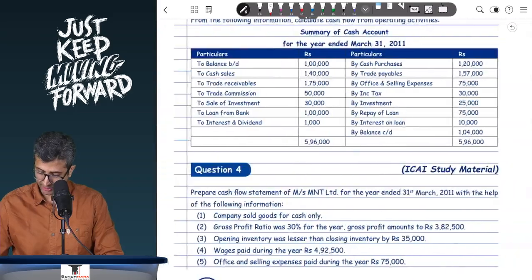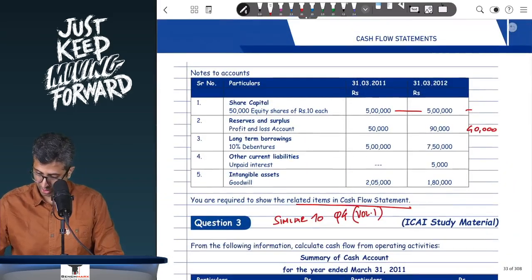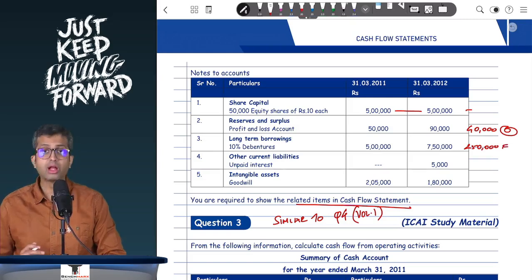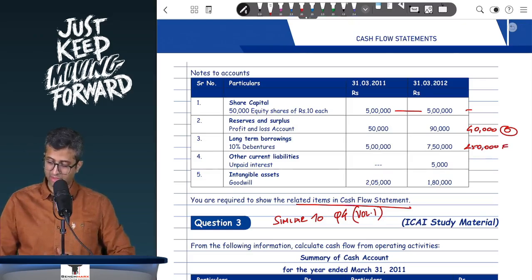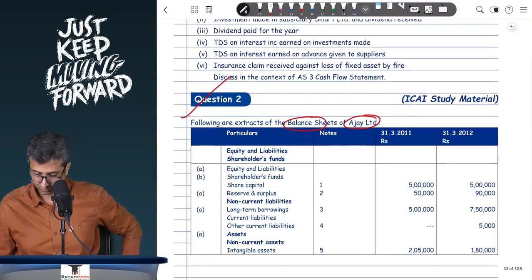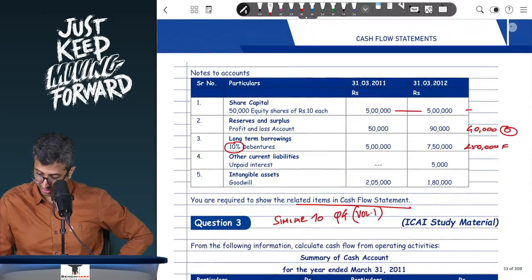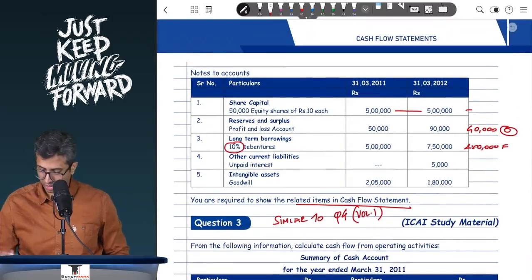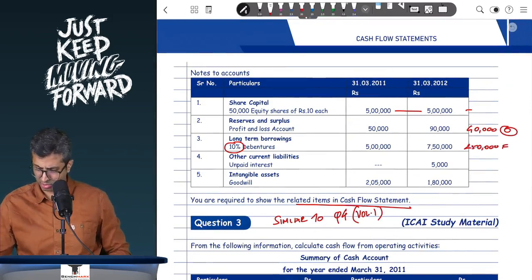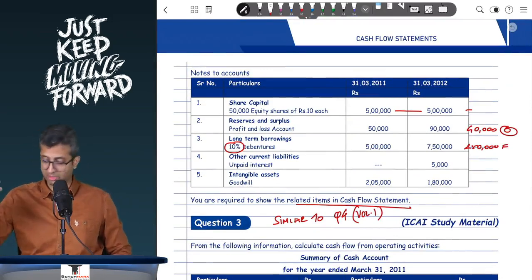Long term borrowings over here seems to be, 10% debentures increased by 2,50,000. This is cash flow from financing. Now you have other current liabilities has 5,000 of unpaid interest. Now what is your total interest? 10%. Now we don't know when the 2,50,000 of debentures were issued. They may be issued at the beginning, they may be issued at the end.